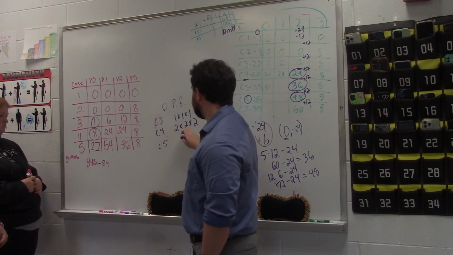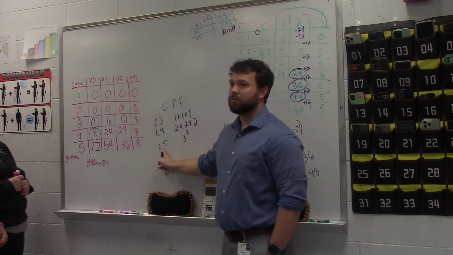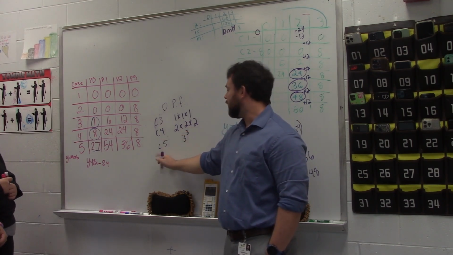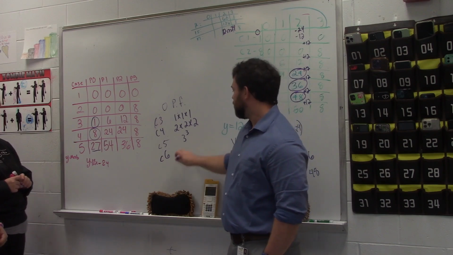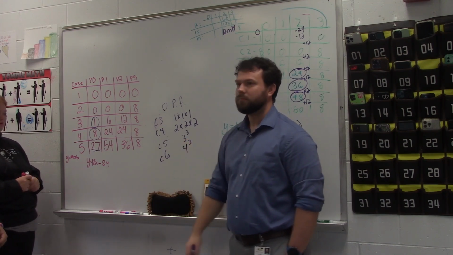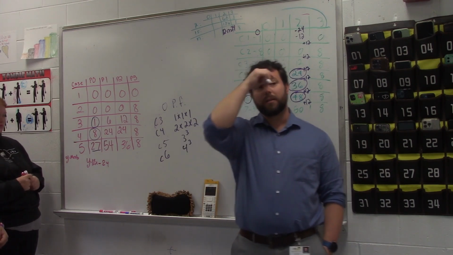So then it would just be 3 cubed. Now we'll point that out. That's for a case 5. So for a case 6, what's it going to be? 4 times 4. Yeah. So I want you to think about that idea.